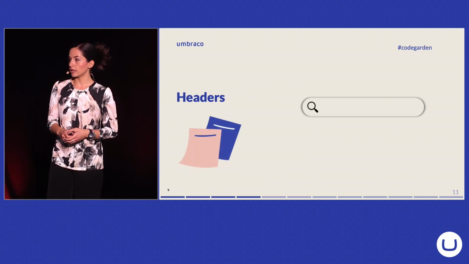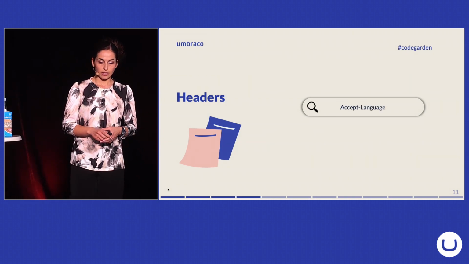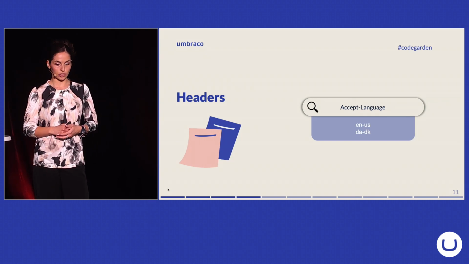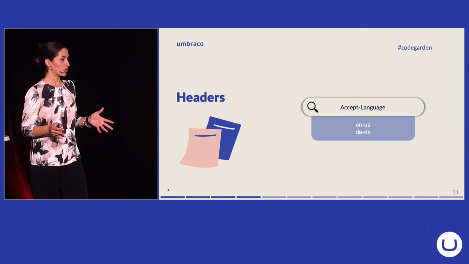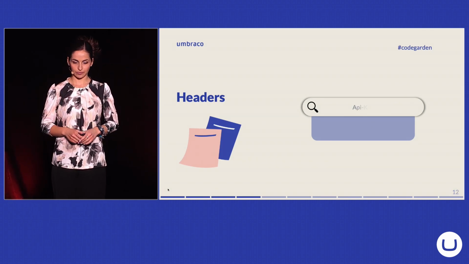You can apply a number of headers to modify the resulting data as well. The accept language header can be used when you're looking for a specific language version of your content. Of course, you need your content to be present for that culture, but you got the point.